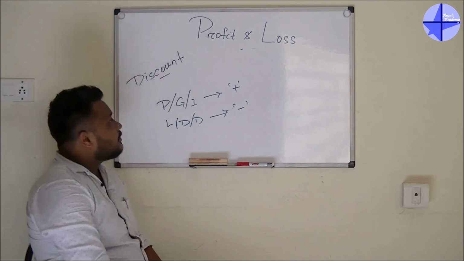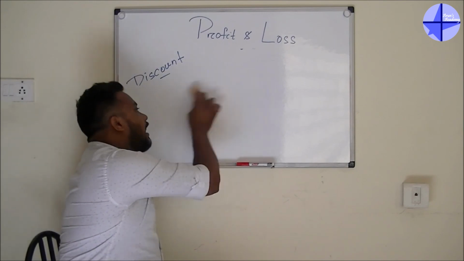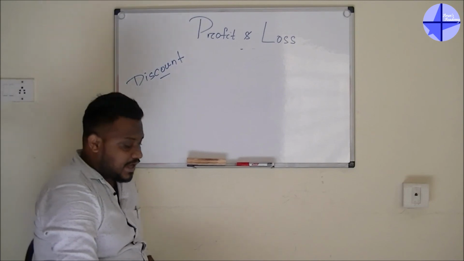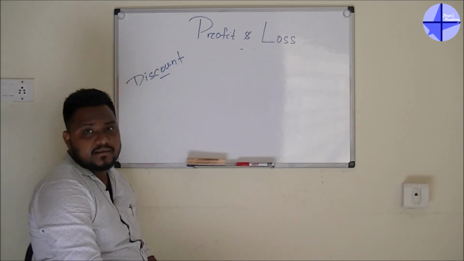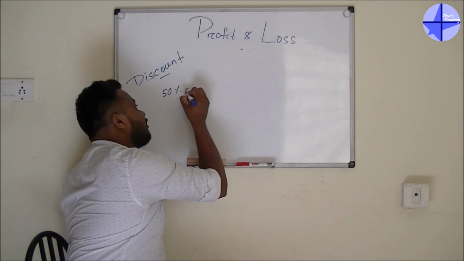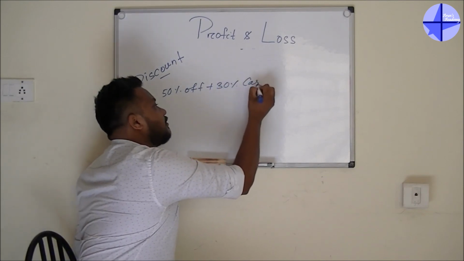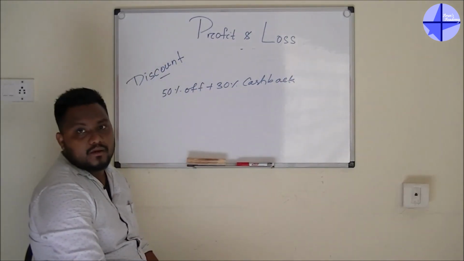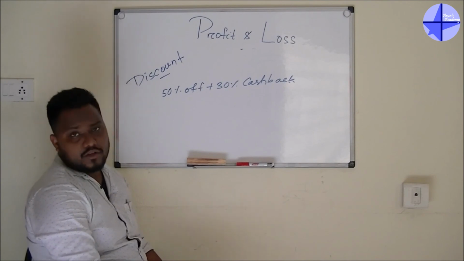Okay, so now the thing is discount. What is the meaning of discount? I'll give you one simple example to teach you what is discount. So guys, do you know something called Paytm, Flipkart, the online shopping sites? So in Paytm there is an offer. The offer is 50% off plus 30% cashback. Okay, so guys, there are two types of discount. The cashback is also a discount.